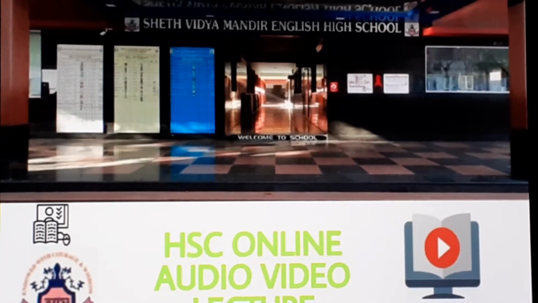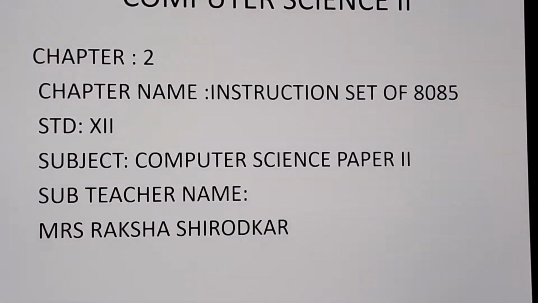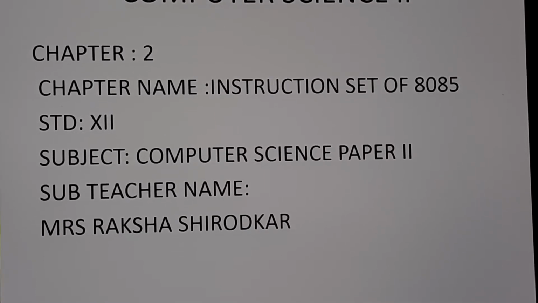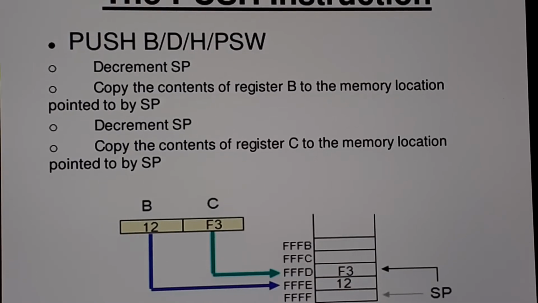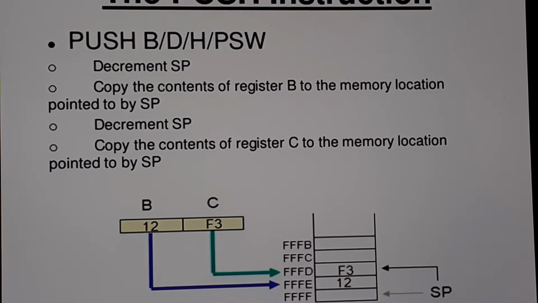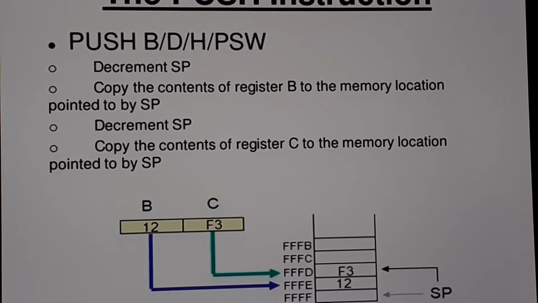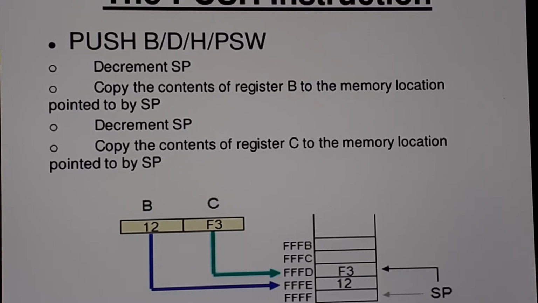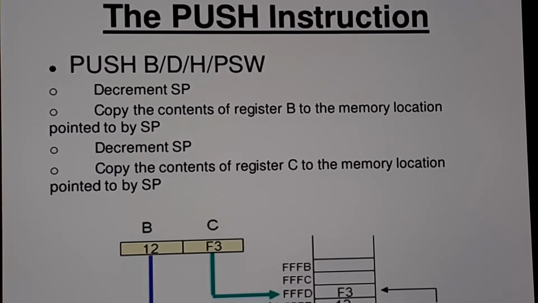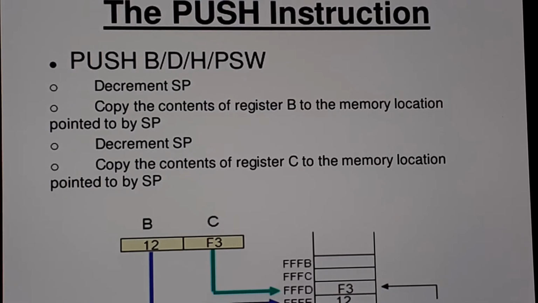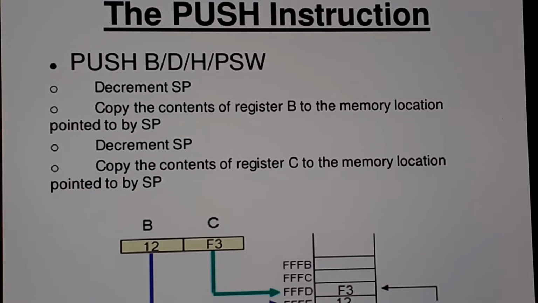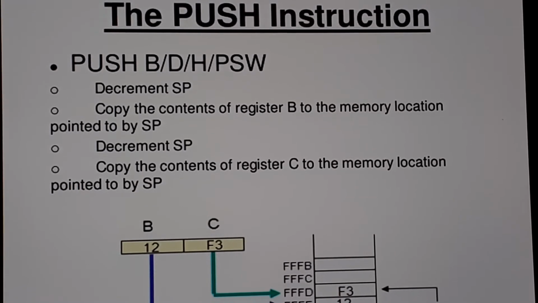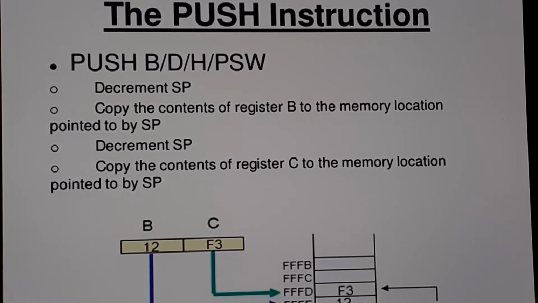So today we'll continue with the same chapter, that is Instruction Set of 8085 from Computer Science paper 2. And in the last video we had completed the branching instruction, that is the branching group, which was the fourth group. Now we'll continue with the fifth group, that is the machine control group. These instructions are from the new group, the last group of this particular chapter.